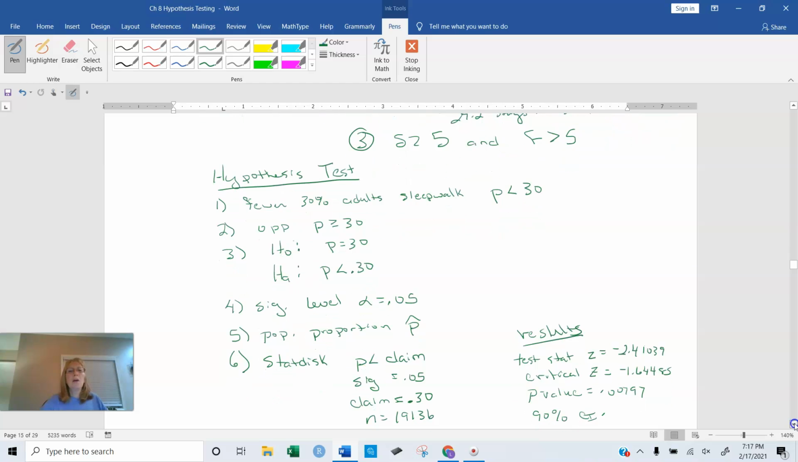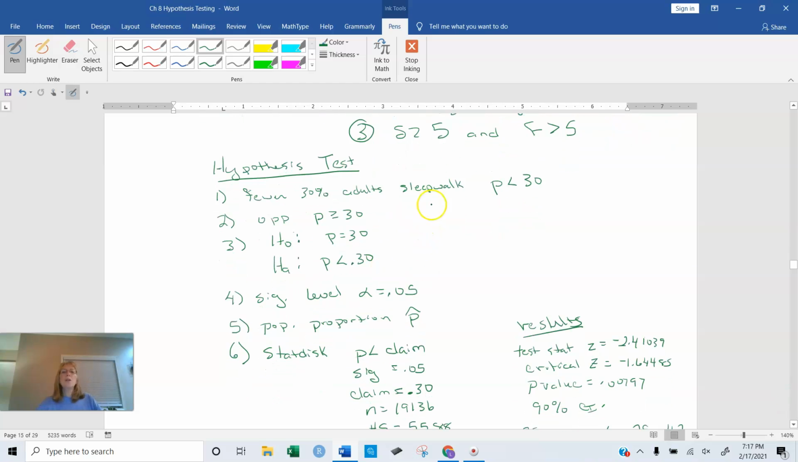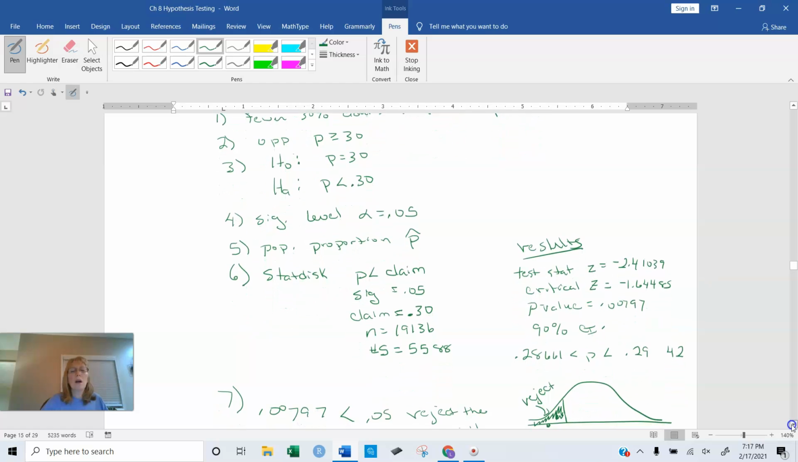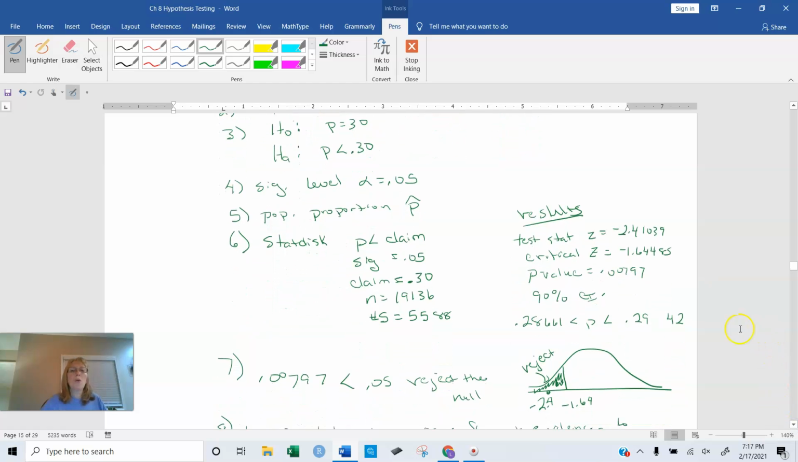Hypothesis testing: we want to know if fewer than 30% of adults sleepwalk, so p has to be less than 0.30. The opposite is greater than or equal to 30, so your null should have been p equals 0.30, and your alternative is p is less than 0.30. The significance level is 0.05, that's what we chose, and the population proportion is what we're finding.